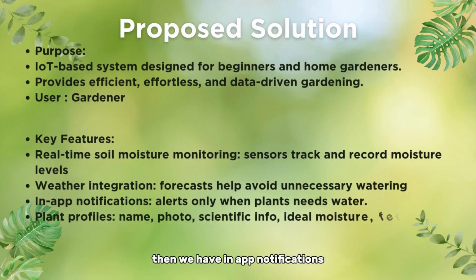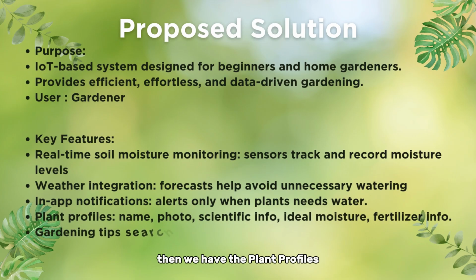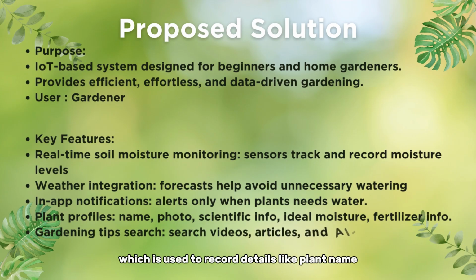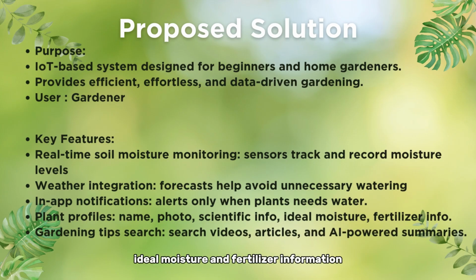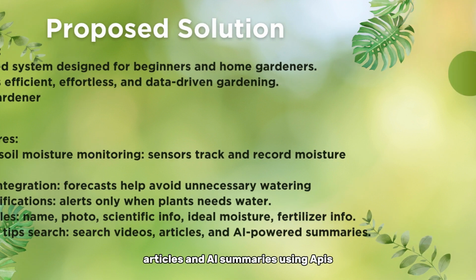Then we have the in-app notifications, which will alert users. Then we have the plant profiles, which are used to record details like plant name, photo, scientific name, ideal moisture, and fertilizer information. Lastly, we have the gardening tips search feature, which allows users to search for videos, articles, and AI summaries using APIs.